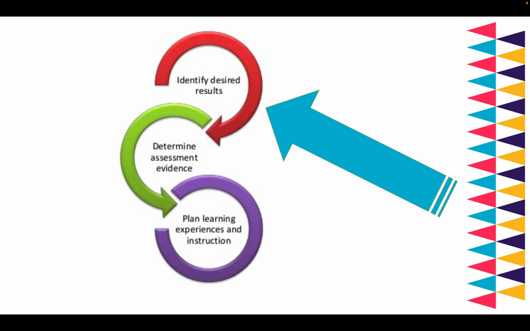Wiggins and McTighe had 3 questions for this phase that they wanted educators to think about. One was, what should participants hear, read, view, explore, or otherwise encounter? What are you going to expose the learners to? What is that end result? What experiences should they come out of this with?